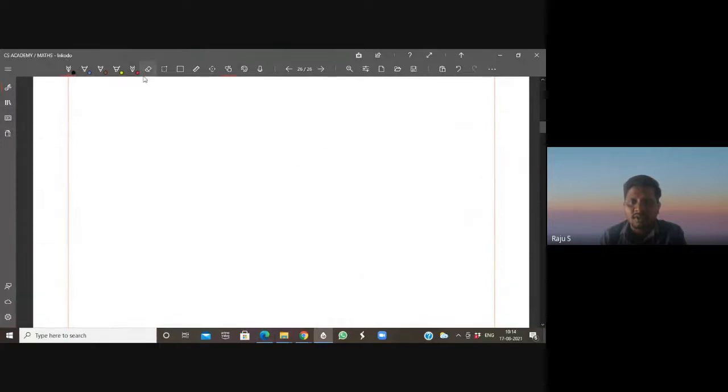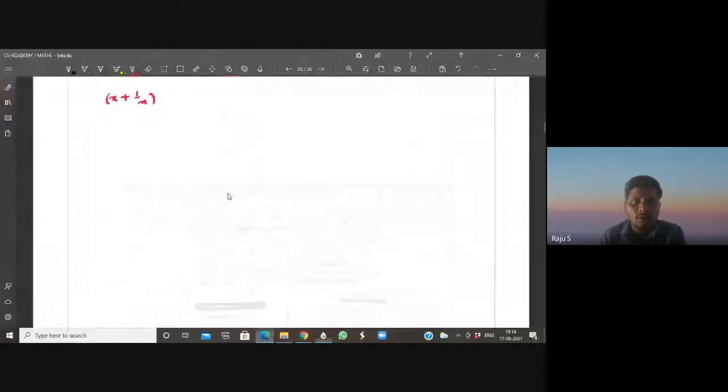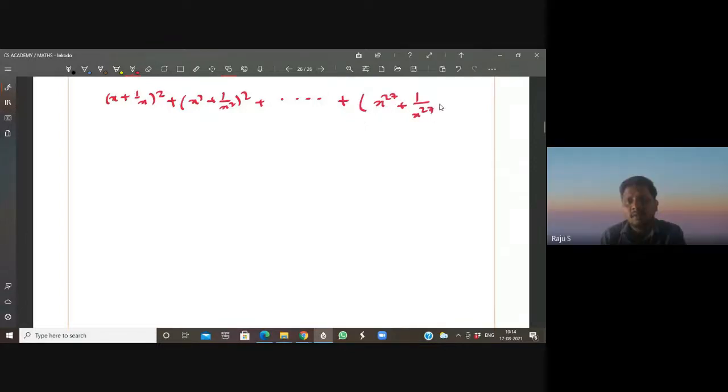Let's see, what is the given expression here? Tell me my equation: x plus 1 by x, the whole square, plus x square plus 1 by x square, the whole square, plus so on, till x power 27 plus 1 by x power 27, all to the power of 2.